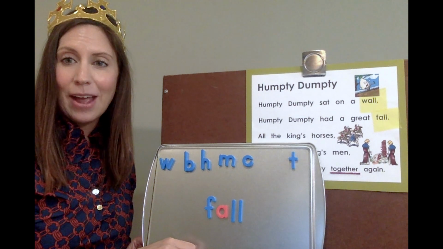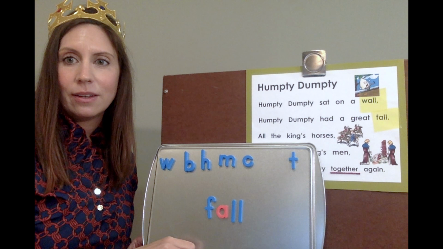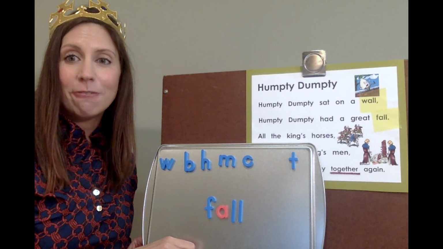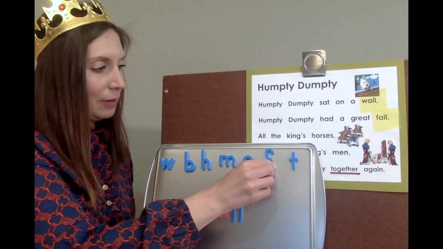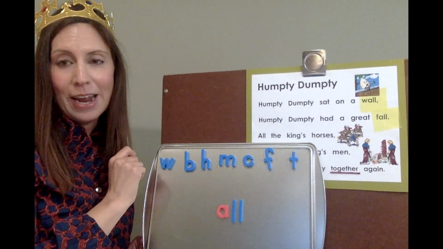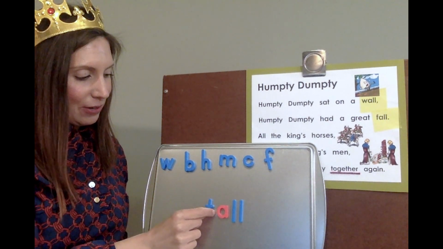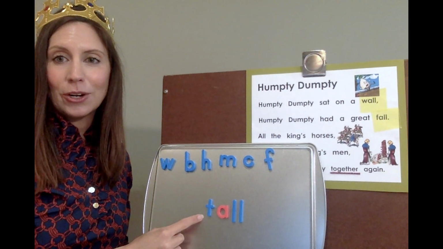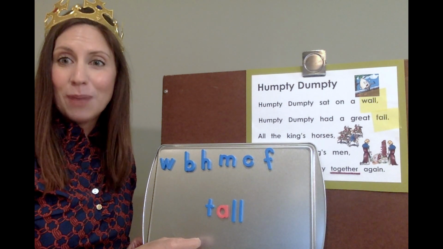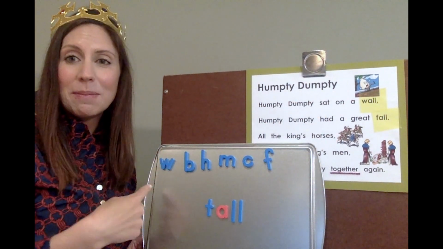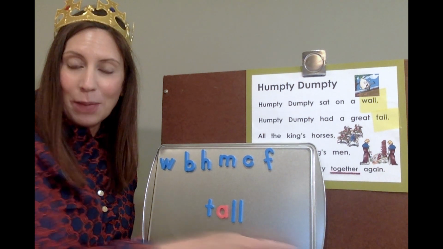What word did I make now if I put an F at the beginning of all? You're right, I made fall. Humpty Dumpty had a great fall. The last word we're going to make today is the word tall. Just by knowing the word wall, we made a lot more words. Thanks for helping me.